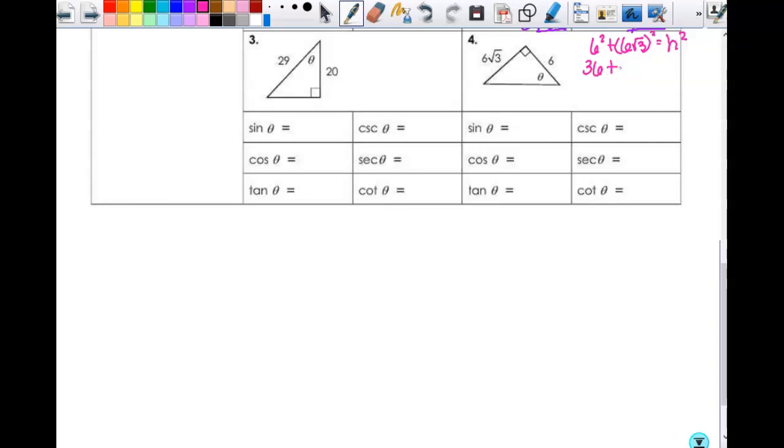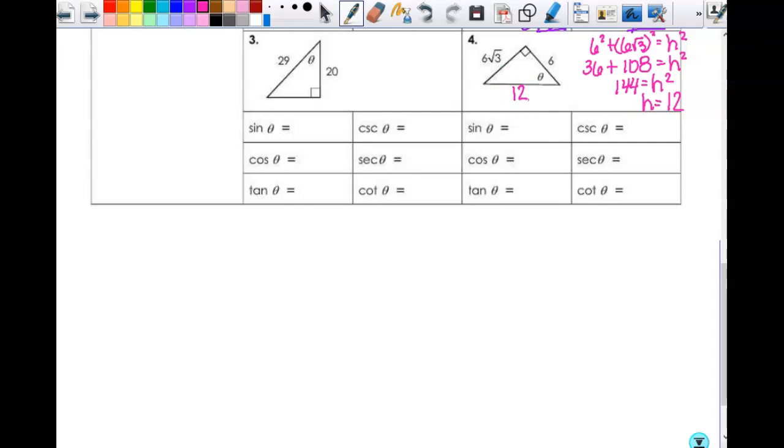It's 36 times 3, good. 108. It's equal to h squared. So then 144 equals h squared, and h equals 12. It is plus or minus 12, and then 12 is the one we actually use because the negative side length doesn't make sense.